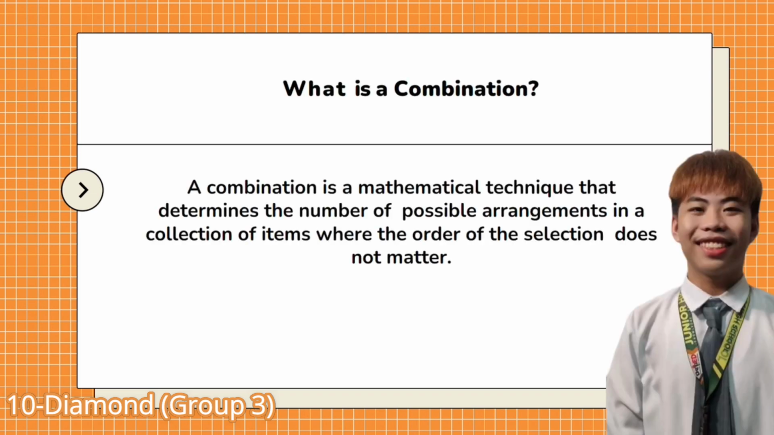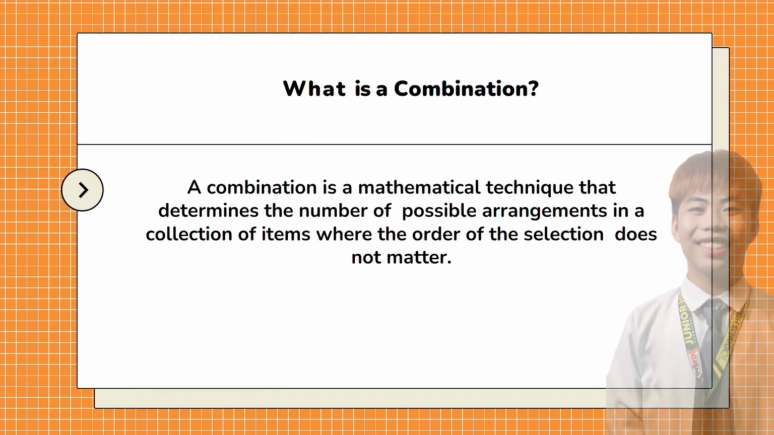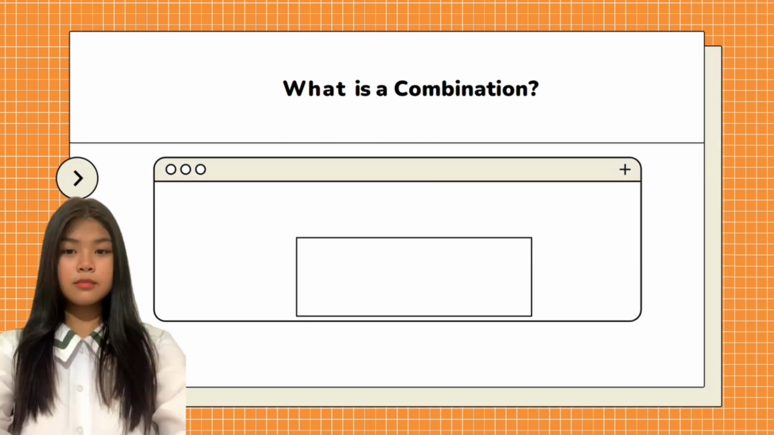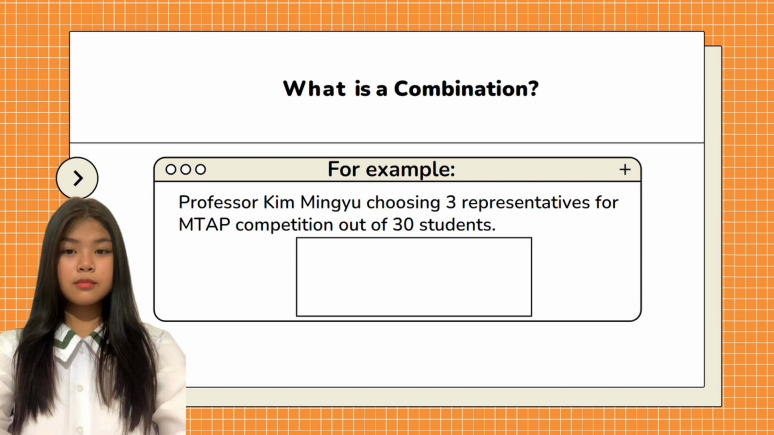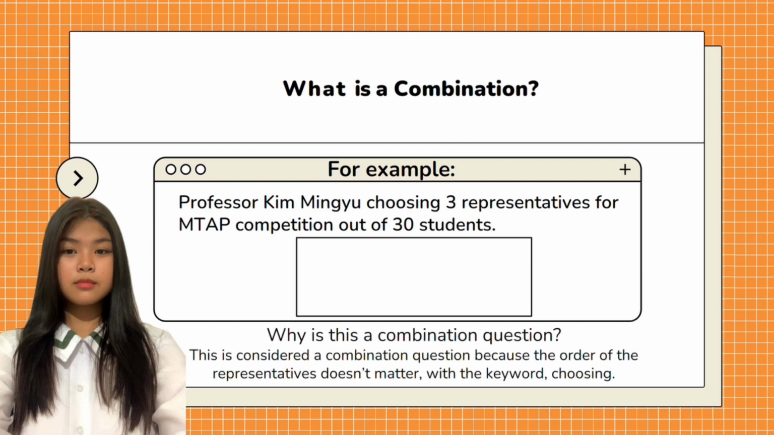A combination is a mathematical technique that determines the number of possible arrangements in a collection of terms, where the order of the selection does not matter. Let us proceed to an example of combination. Professor Kim Ming-yu is choosing 3 representatives for the MTOP competition out of 30 students. This is considered a combination question because the order of the representatives doesn't matter, with the keyword choosing.